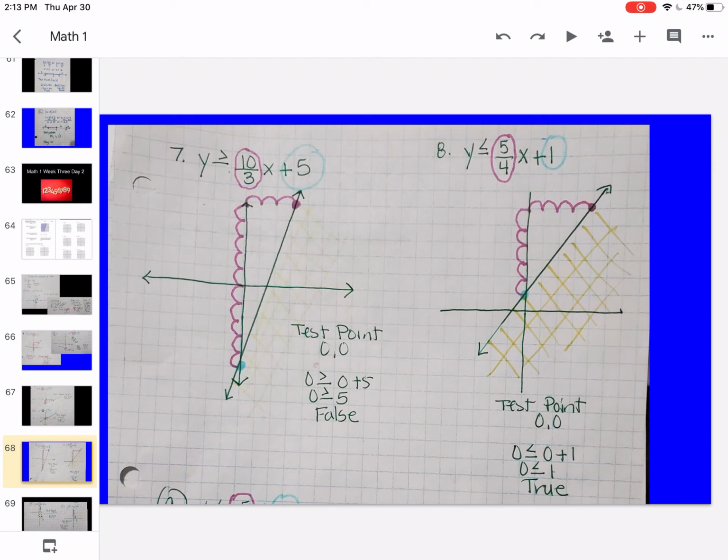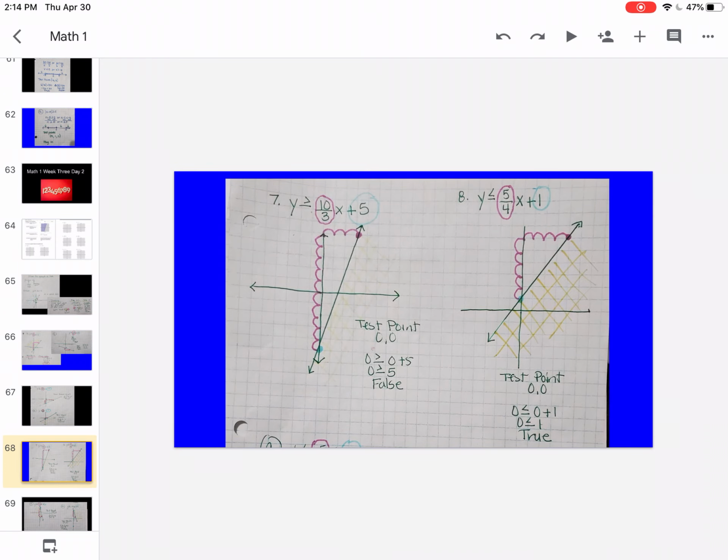For 8, we start at positive 1. We rise 5, and we go over 4. And we tested it. It's true. So we're going to shade in where the 0, 0 area is.